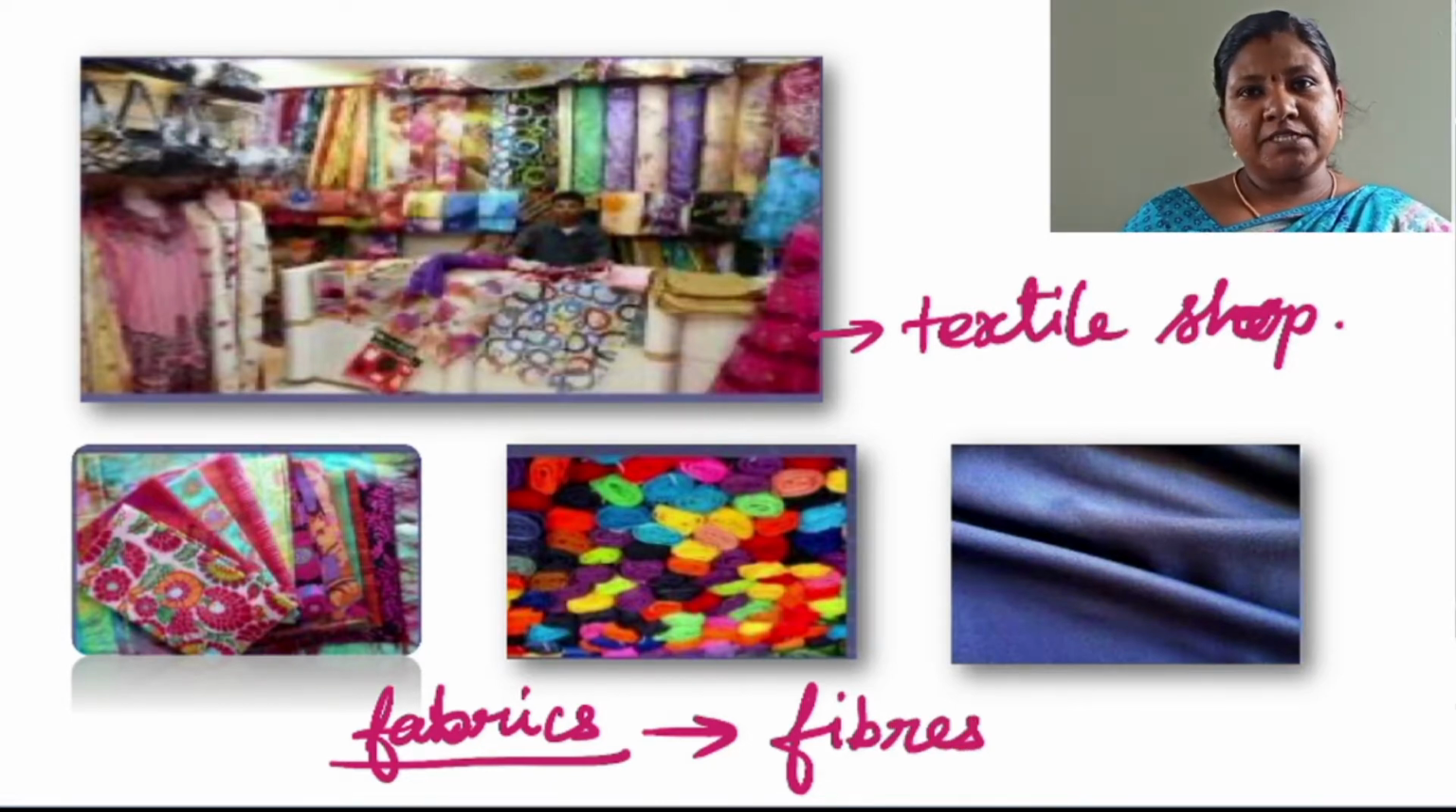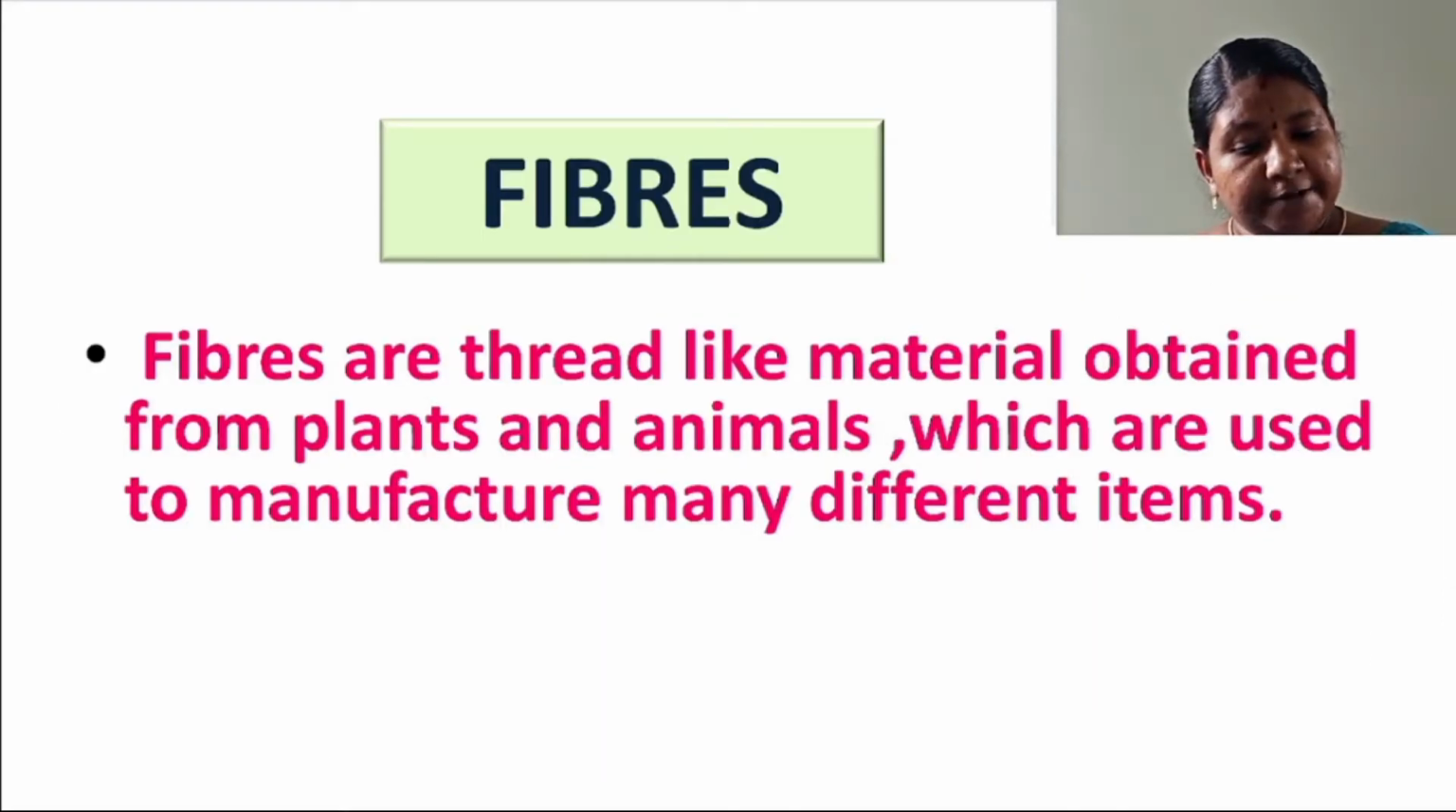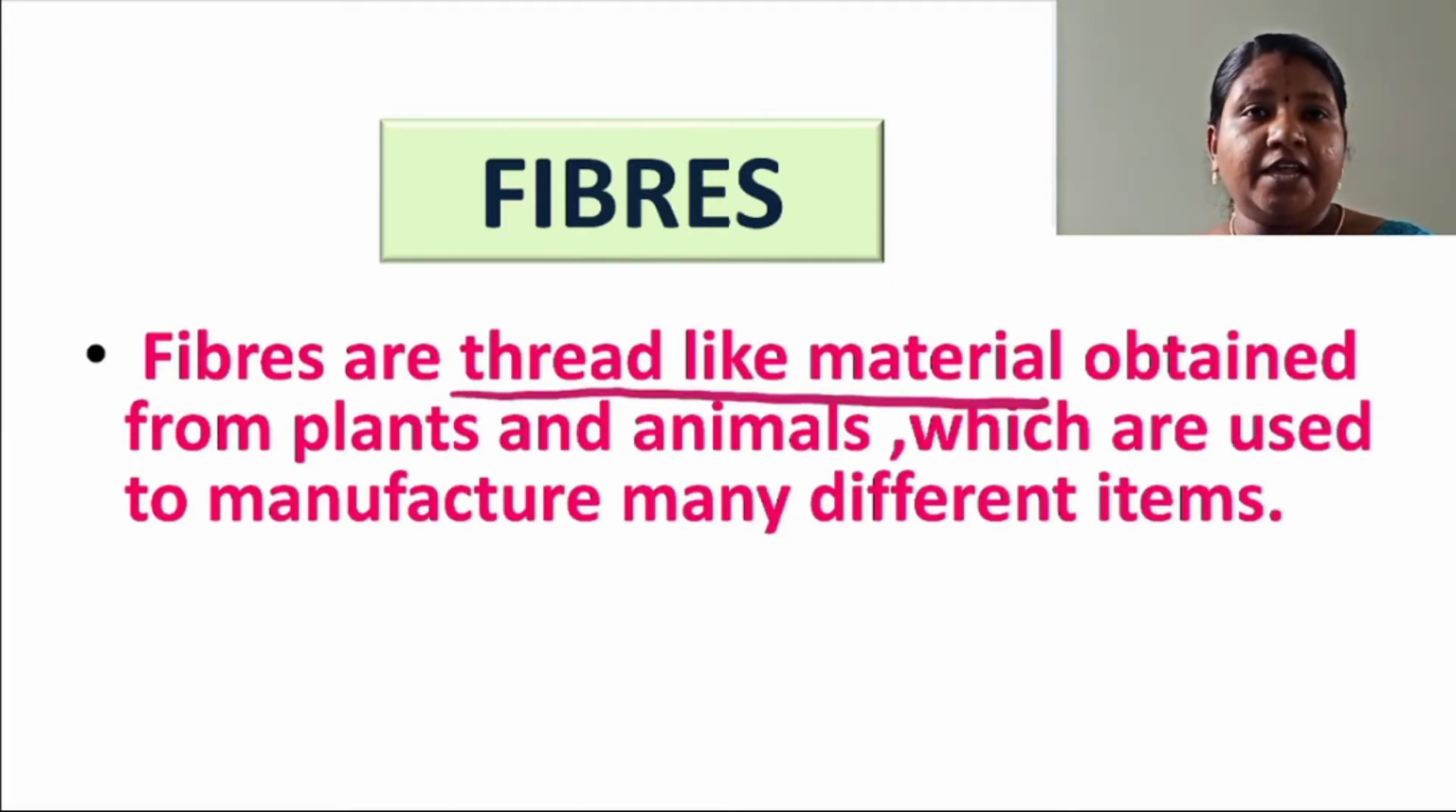What do you mean by fibers? Let us see the meaning. Fibers are thread-like material obtained from plants and animals which are used to manufacture many different items. So, fibers are nothing but what? Thread-like material obtained from plants and animals. And of course, we can make them in the laboratory also. Synthetically also we can prepare fibers.